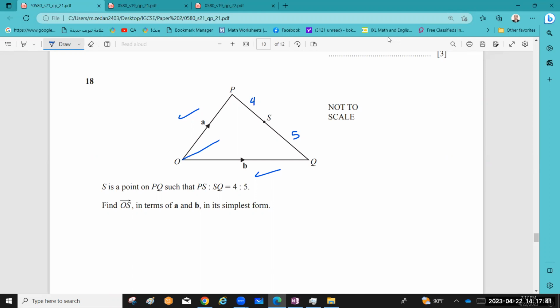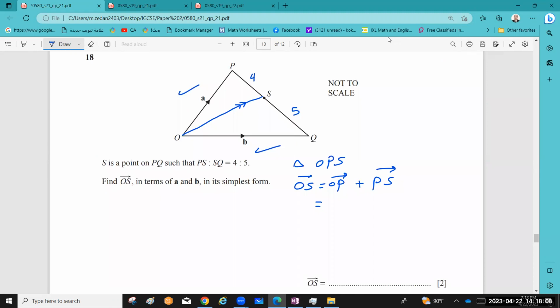Just to draw OS, okay? I can find OS now from the upper triangle or the lower one. So consider the triangle OPS. I have now the vector OS equal to OP vector plus PS vector, according to the theorem of adding vectors in a plane. So OP is simply A plus the PS vector, which is 4 parts out of 9 parts of PQ. So just write 4/9 of the vector PQ.